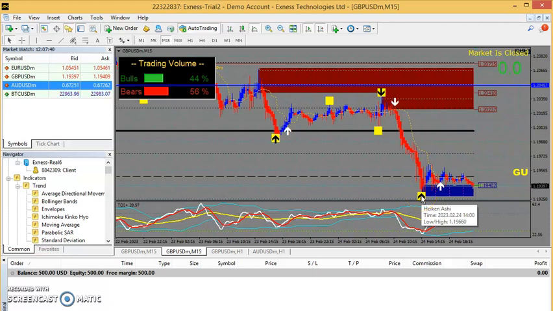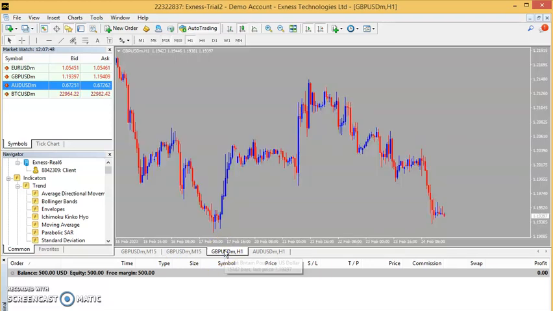So this is how we use the Agimat, and this is how I trade using the Agimat. And this is how I set up my MetaTrader 4. So I hope this helps the newcomers and anybody who has never used MetaTrader 4 or MetaTrader 5. You can use the setup I have given you.